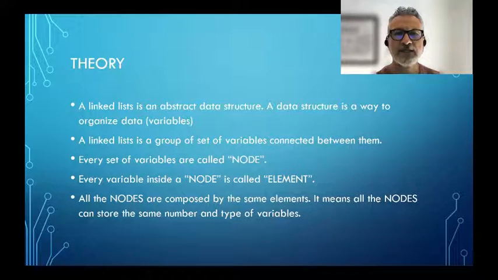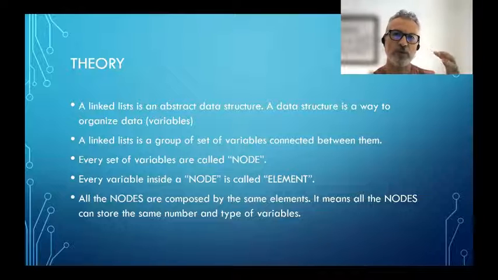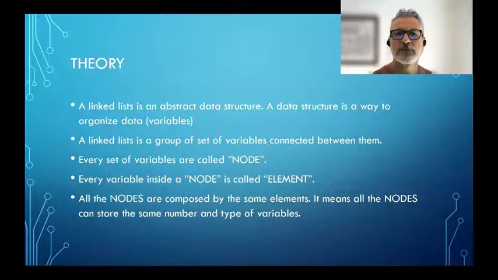Well, imagine we have boxes. Inside those boxes, we have some variables, like the characteristics of a node. And we want to connect to the next node because it is a sequence of data. Then inside this box, we can have a link to connect to the next node. In the end, it's a list of variables connected between them.